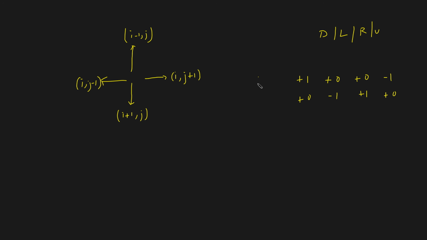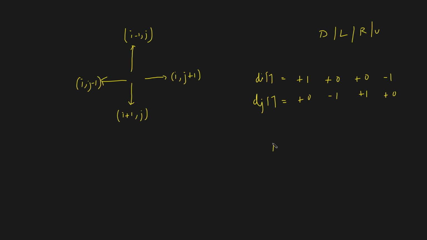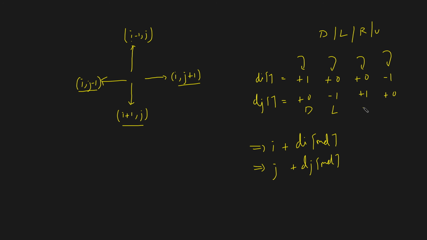Why can't I have a di array, and why can't I have a dj array? Right, because that is the deviation of i and j, and I can simply do i plus di of index and j plus dj of index. Instead of writing 4 ifs, first i plus 1 comma j, then i comma j minus 1, and i comma j plus 1. Instead of this, I can simply iterate first time for this, then for this, then for this, and then for this. And if I iterate, I will definitely get the movements first down, then left, then right, and then upward. You don't have to write 4 different if statements.